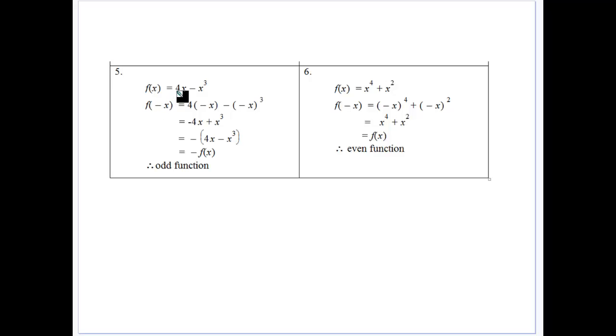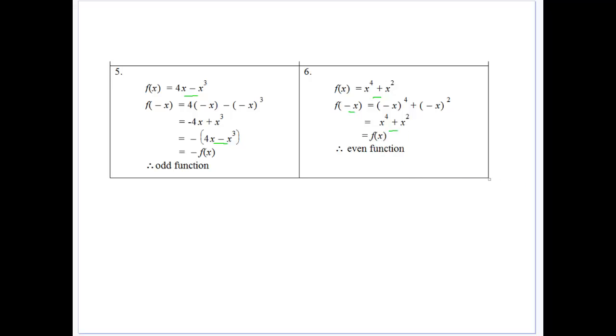Put minus x in for 4x minus x cubed. Again, manipulate it. When we get it out there and factorize that negative out, we get back to our function, which makes it an odd function. And x to the power of 4 plus x squared minus x, sub it in, and we get x to the power of 4 plus x squared, back to what we started with.